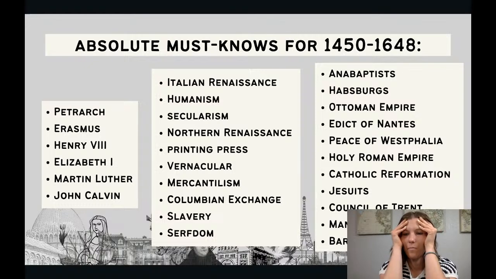Yeah, Bounty, that's great. Columbian Exchange led to mercantilism, led to the desire for colonies, starts to move Europe toward a money-based economy.